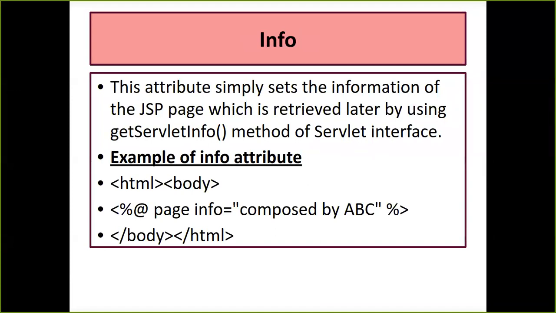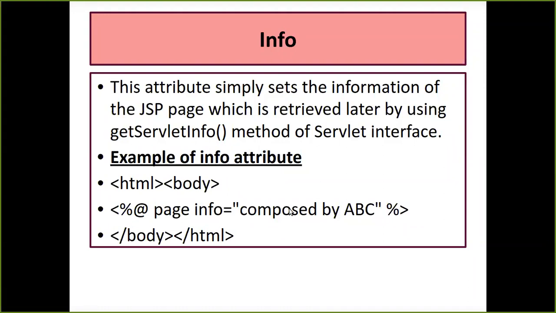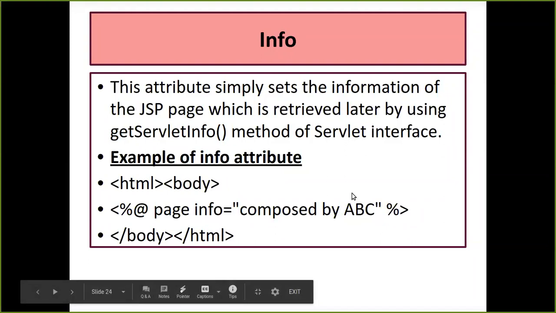If I am defining any information about my JSP page, I can do that. I can just make use of the @ sign, with a page directive, and I want to make use of the info attribute. So it will understand that you are providing some information to your JSP page, and it can later be retrieved by your servlet, to make the servlet understand what exactly that page is meant for.